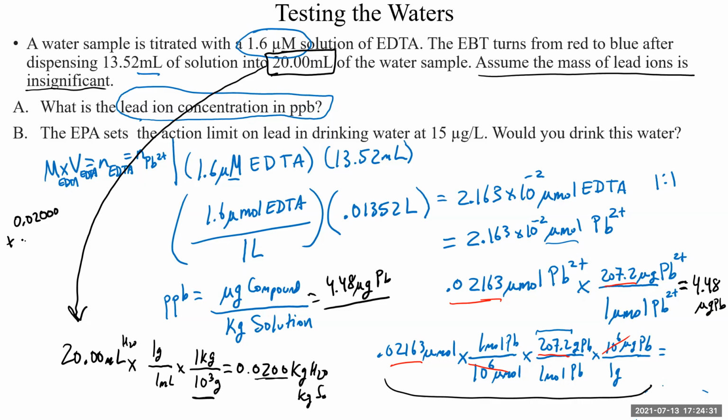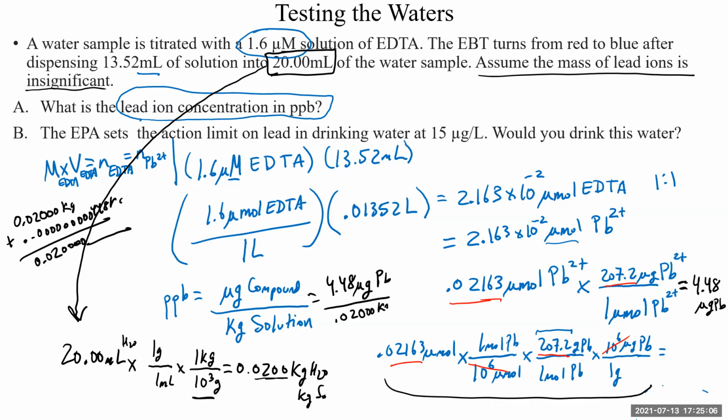0.02000 plus 4.48 micrograms, this is in kilograms. So 4.48 micrograms would be 0.00000000448 kilograms. When you add this up, you are essentially going to get 0.0222, and all that's going to disappear because it's not significant. So you're still going to get 0.02. It doesn't matter. The micrograms of lead are not going to significantly affect your kilograms of solution.